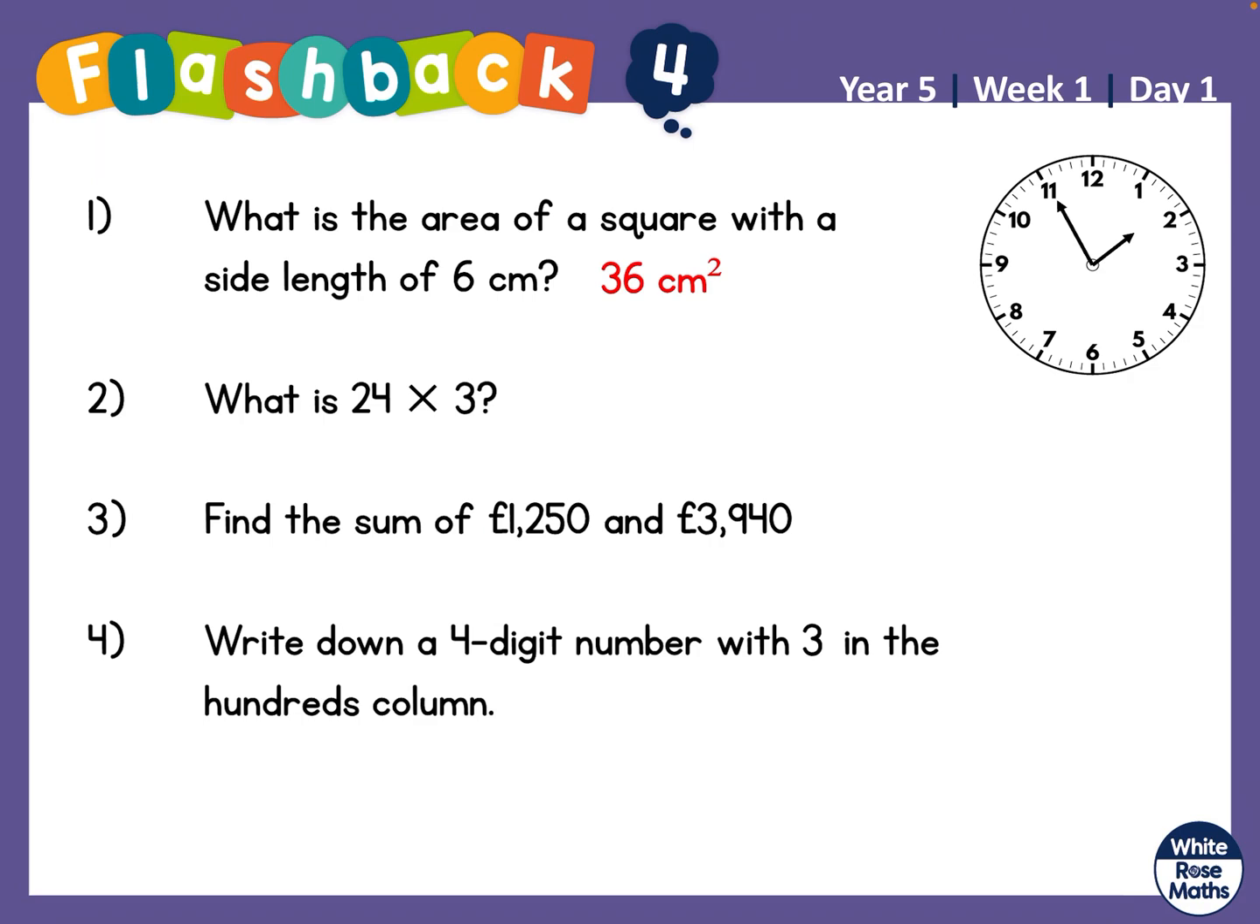We have 36, because of course a square, all sides are the same. To find the area, we do 6 multiplied by 6, and that's 36. 24 times 3, 72. Well done if you got that. You could have done 12 times 6 as well. That's what I did. Add these two together because our sum means to add. Well done.